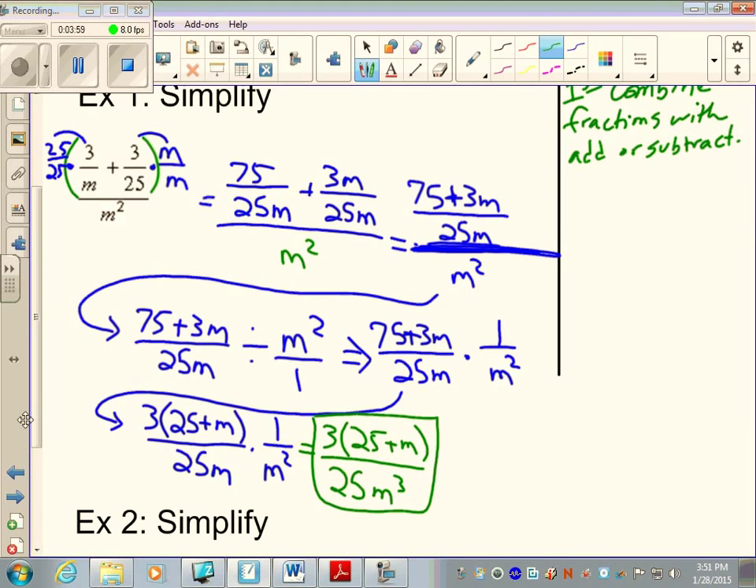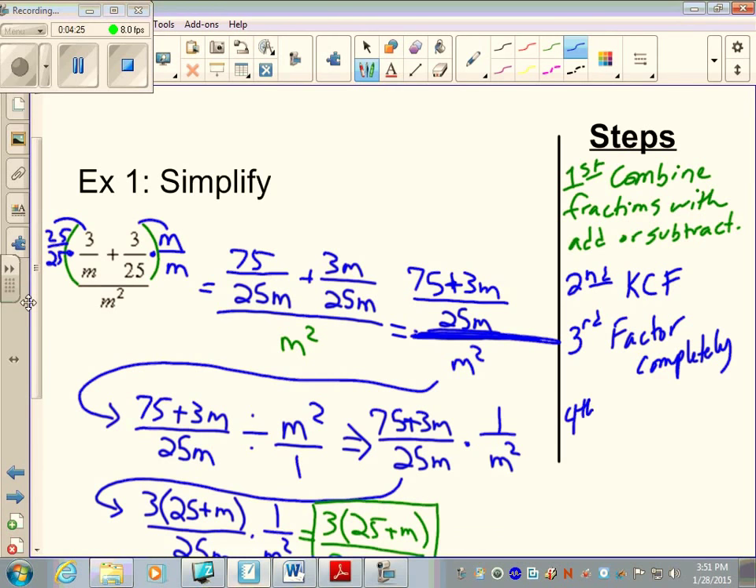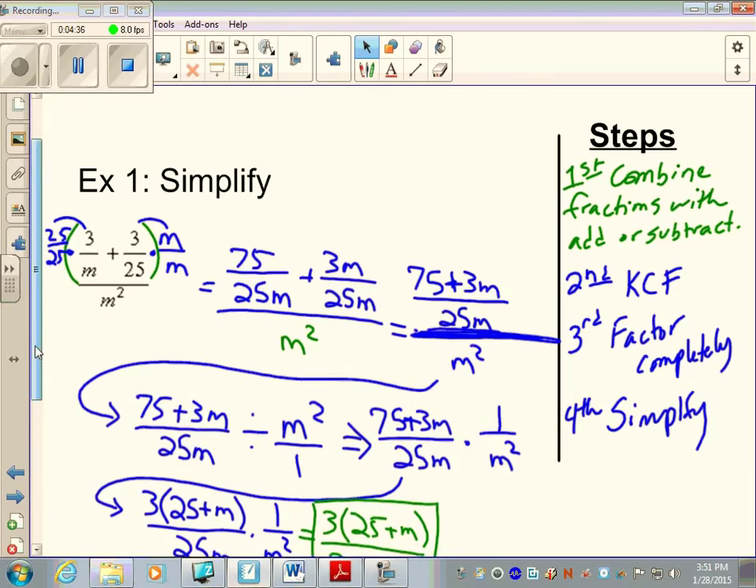So going back up to the steps, after the first step, the second step is to do KCF, keep it, change it, flip it. And then third, factor completely. And fourth, simplify. Now, as we saw, simplifying is not always possible, but we always try. Moving on, example 2.